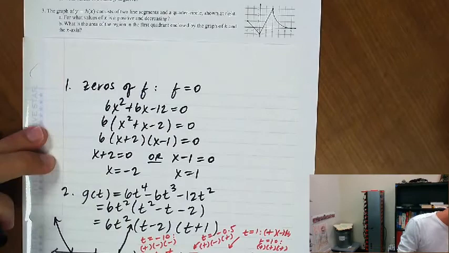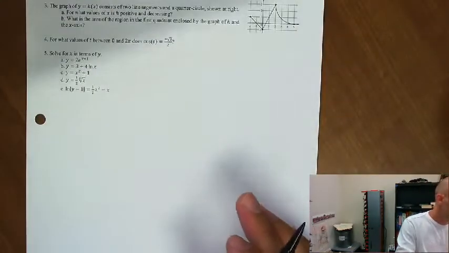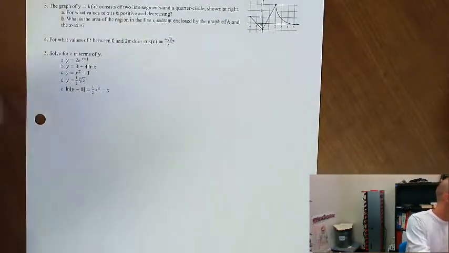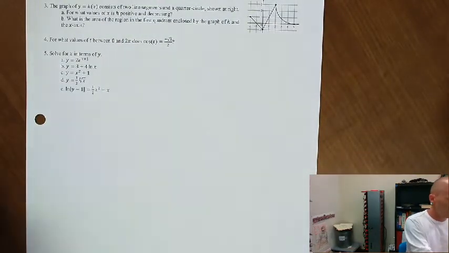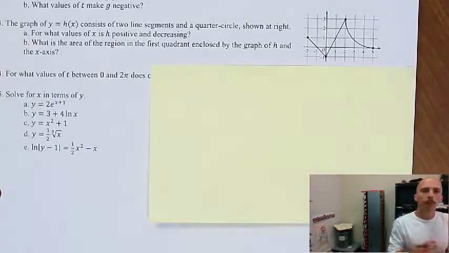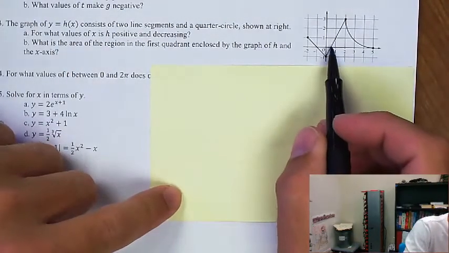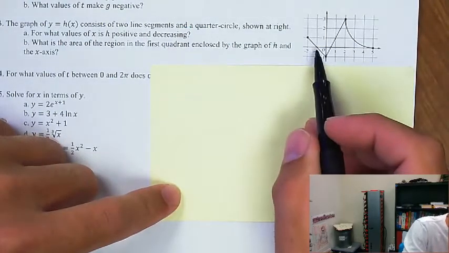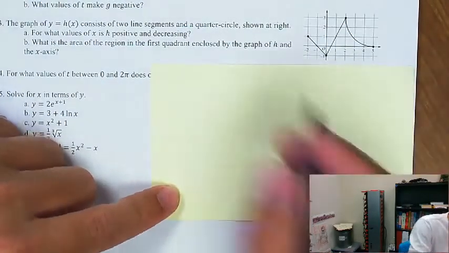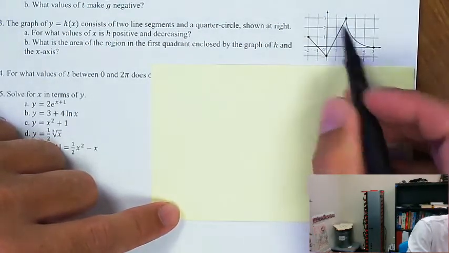So this is number 3, I guess. I might work this on a Post-it note. Hold on just a second. All right, so H consists of 2 line segments and a quarter circle. You see the graph. Where is H positive and decreasing? Okay, H is positive from 0.5 to 5, and also -2 to -1. Okay, it is positive and decreasing here and along the quarter circle.